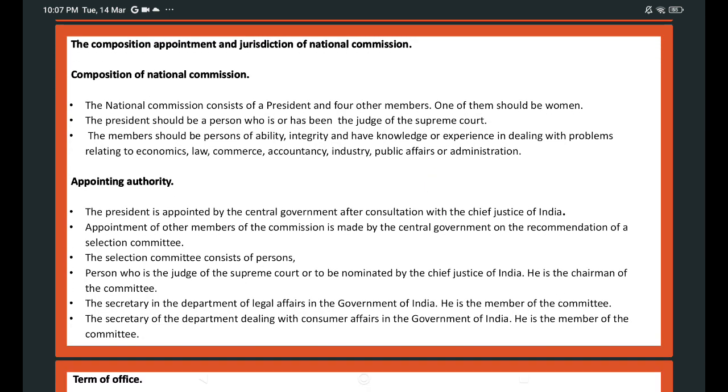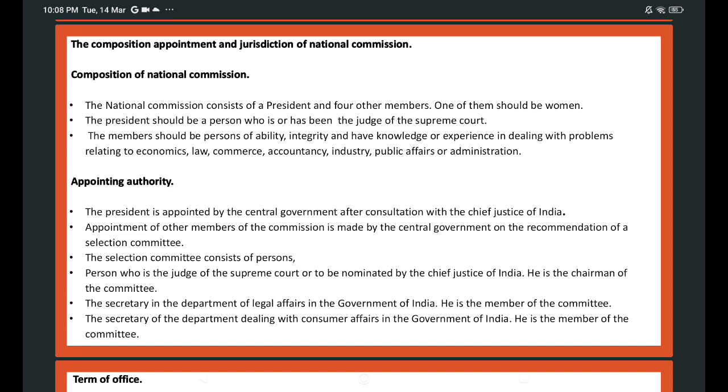The composition, appointment, and jurisdiction of the National Commission. Composition of the National Commission, how it is formed. National Commission consists of one president and four other members. Out of four members, one member should be woman. President should be judge of the Supreme Court.